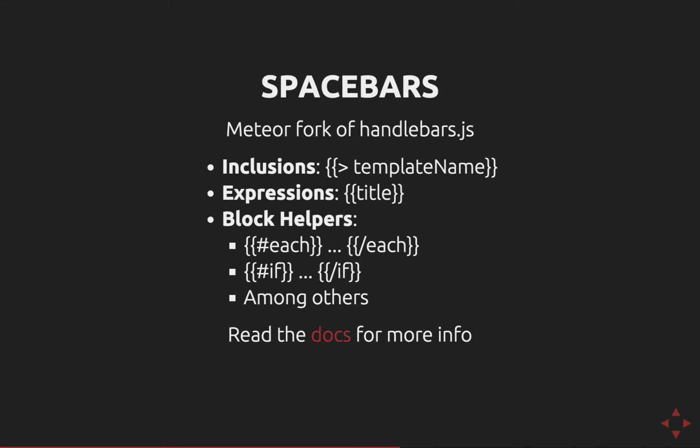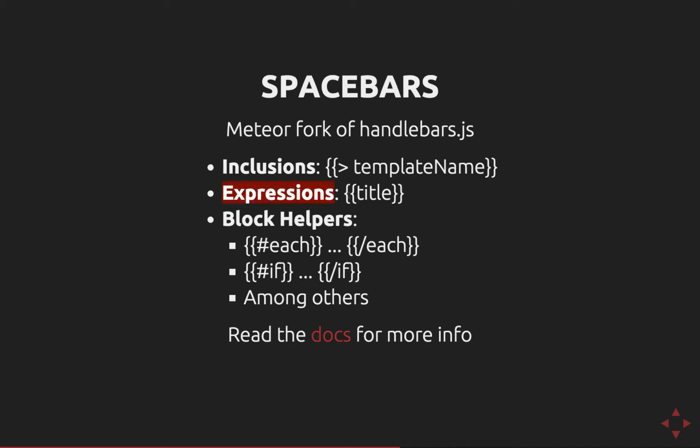Blaze templates run on top of Spacebars, which is a fork of Handlebars.js, if you've ever used it before. If not, it's very simple. There are three basic things. You can include other templates, which literally just looks like that. Everything is going to be wrapped in these double curly braces, or handlebars, we'll call them, or I guess Spacebars in this sense. Just throw in the greater than sign and your template name. It'll just include it right there.